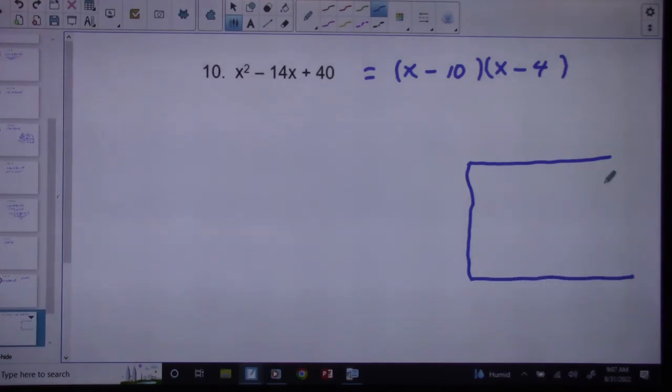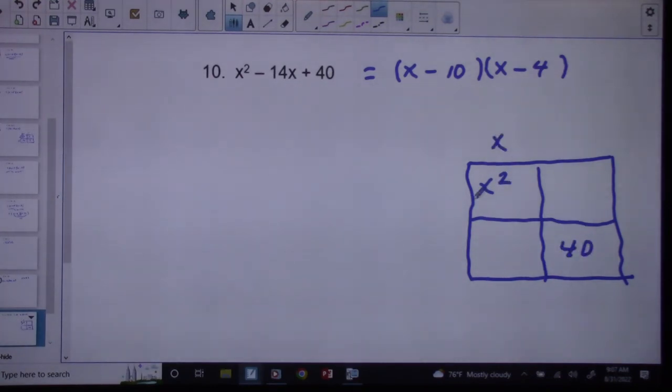Now, one other technique you have available to you is you can write out a box. In the upper left cell, you can put in x squared. In the lower right box, you can put 40. And you know that's x and x. So then you can experiment with different numbers. You know it's negative, so you can try negative 2 and negative 20, for instance. Here you get negative 20x and negative 2x, but when you add those together, you get negative 22x, so that's not going to work.